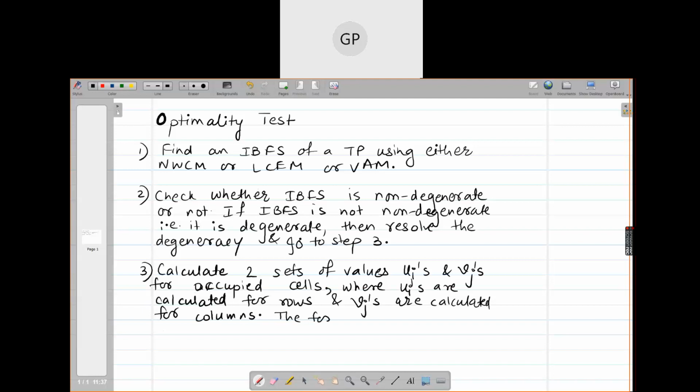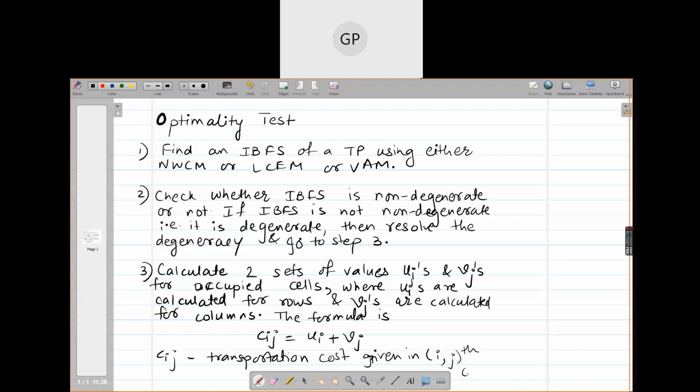The formula is Cij is equal to Ui plus Vj. So what is Cij? It is the transportation cost given in the ijth cell. Is that okay?